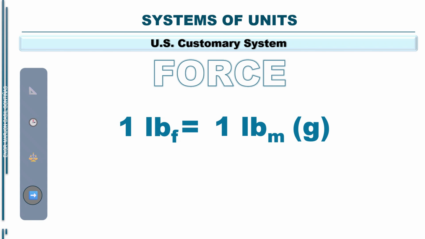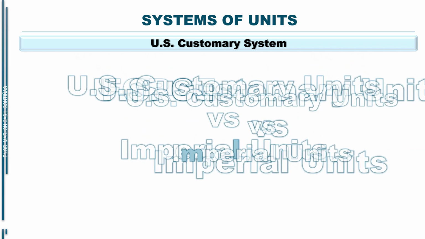So if you want to convert mass to force, multiply the mass in lb sub m by g and divide by g if you need the other way around. But before we move on, let's clear up a common misconception.